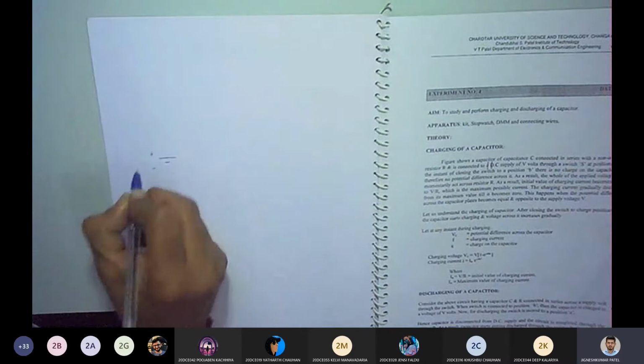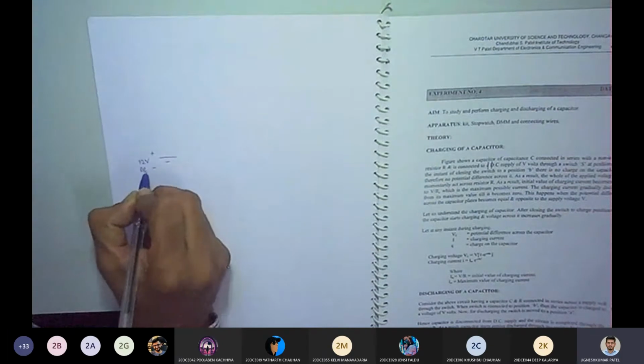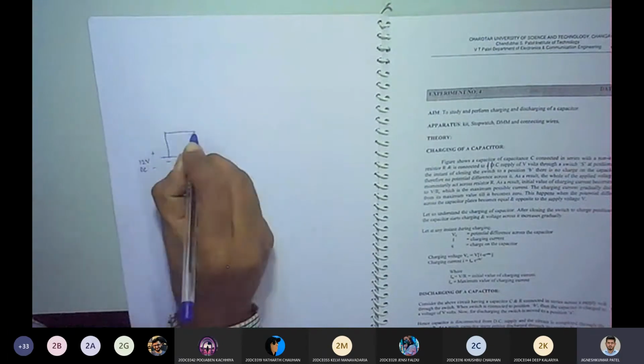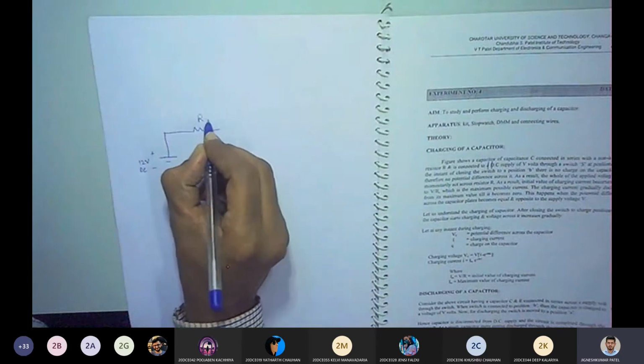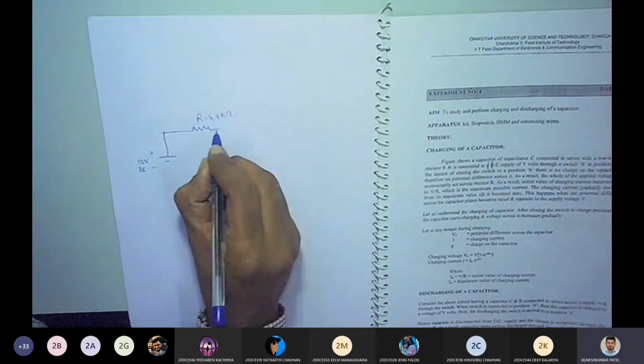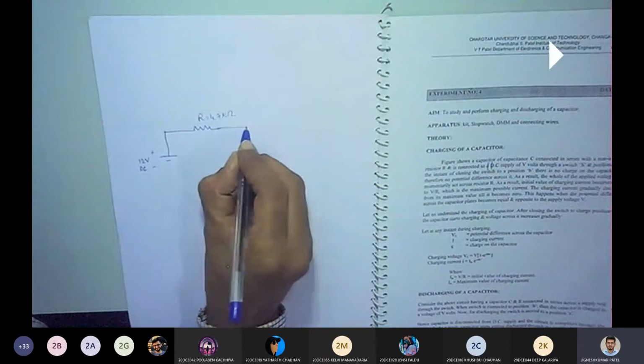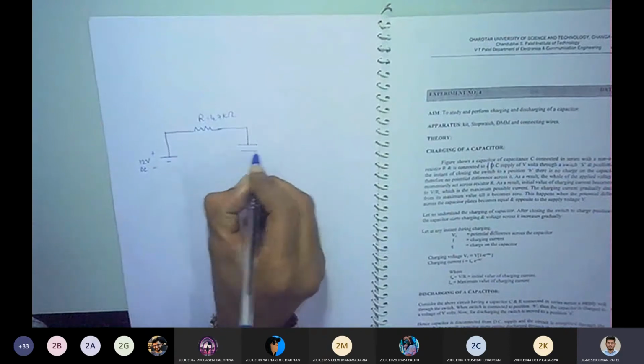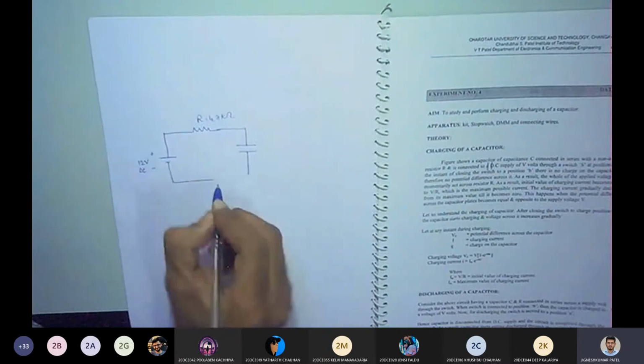This is my battery of, suppose, 12 volt DC, and it is connected with one resistance, a R of like 4.7 k ohm. In an actual circuit there would be a 10 kilo ohm resistor, but this is just for explanation. And then I connect with the battery a capacitor.